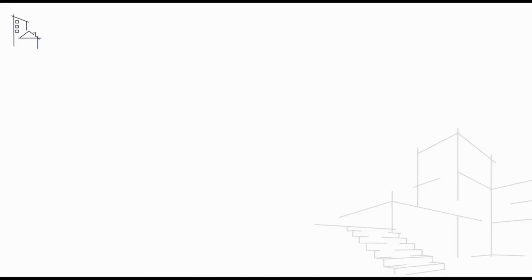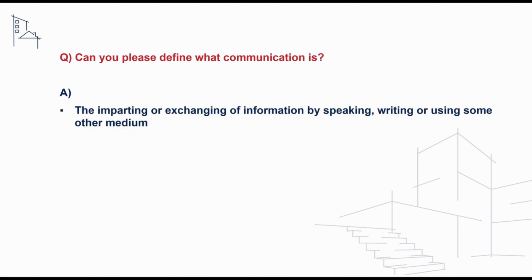And the first question we'll take a look at is a very high level question, and that is, can you please define what communication is? And to address this, we can simply say that this is the imparting or exchanging of information by either speaking, writing, or using some other medium.